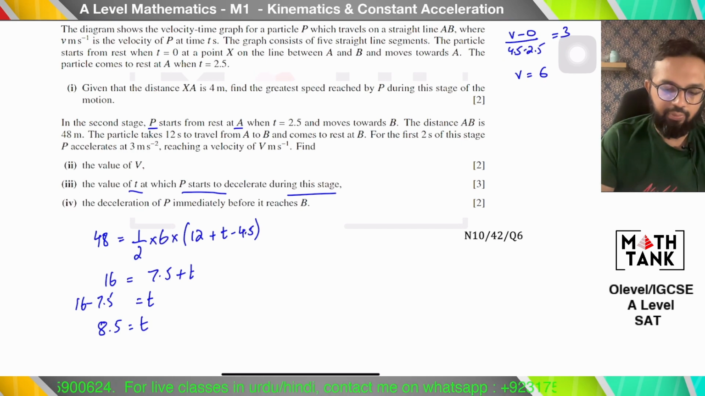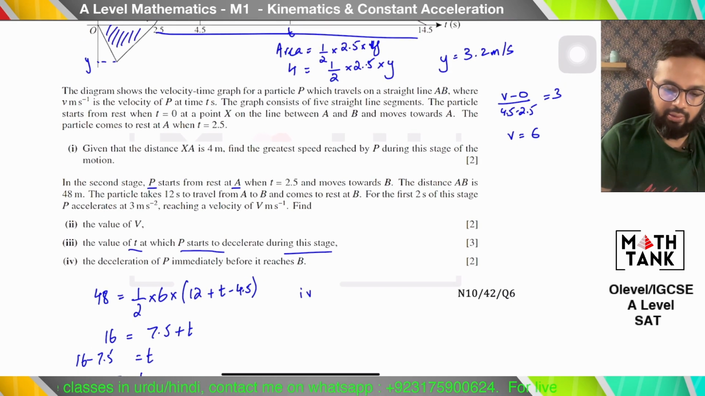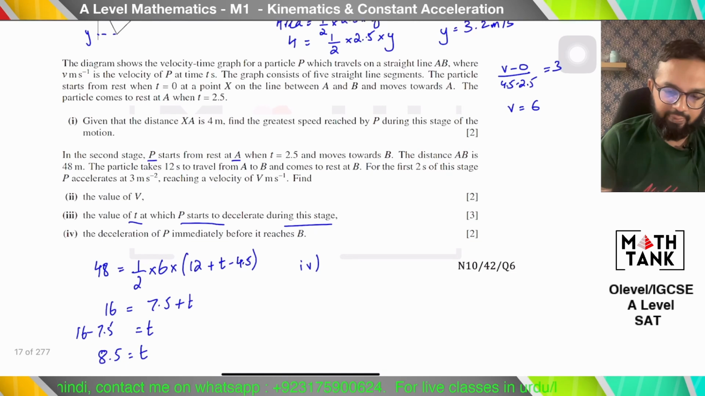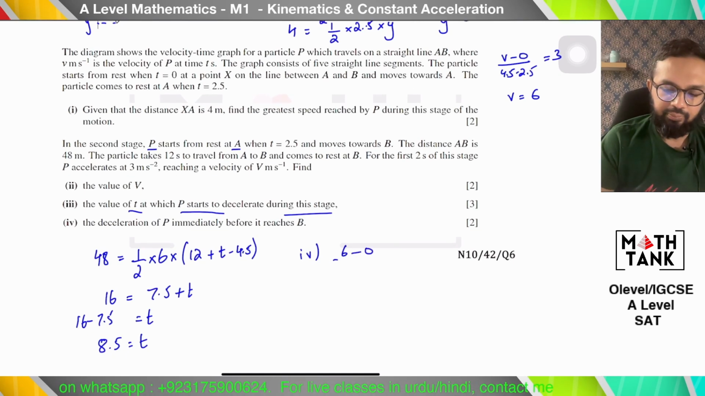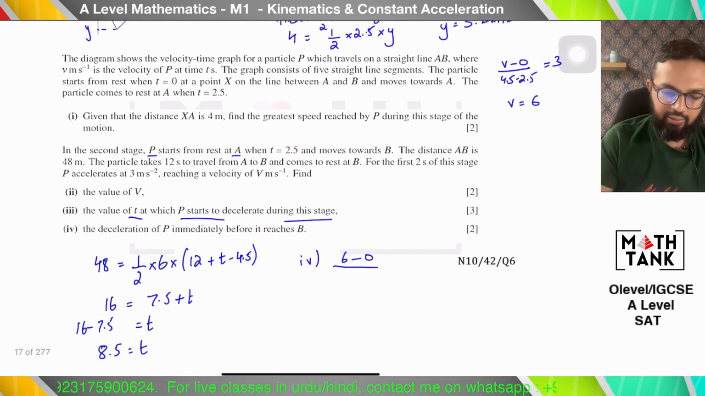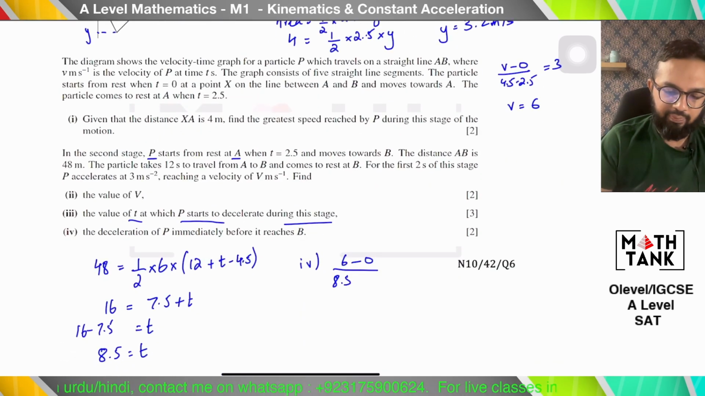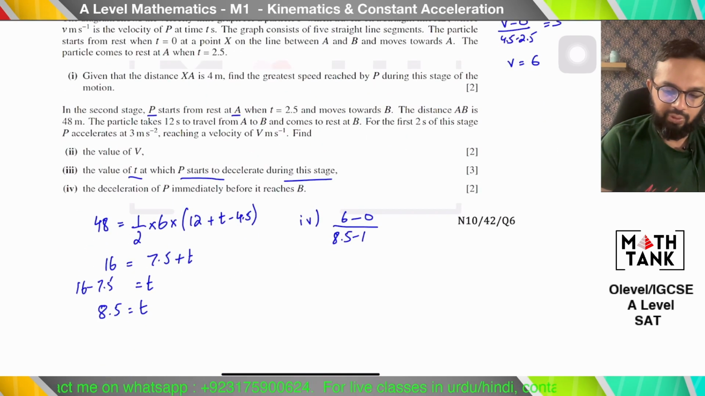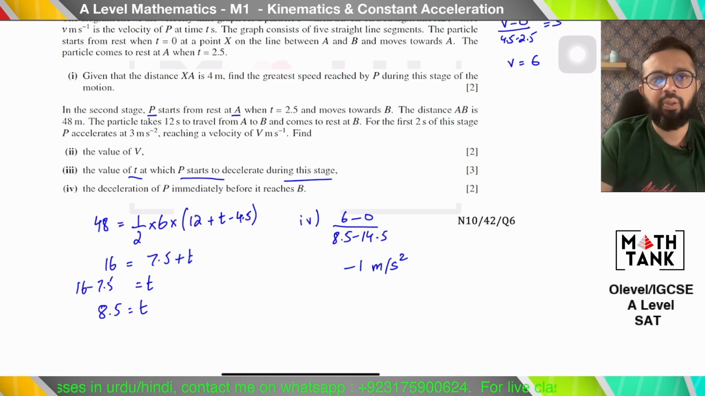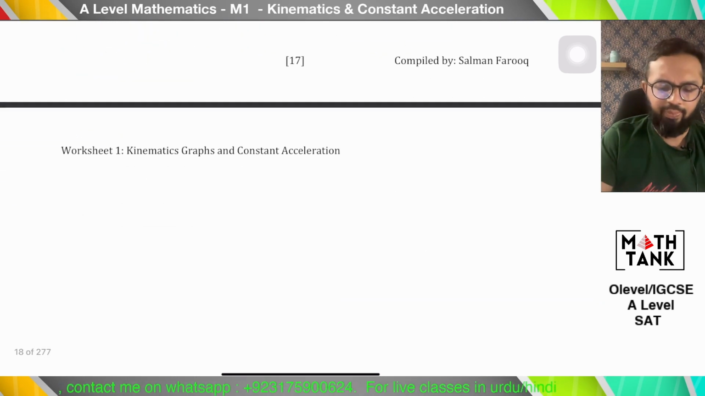The deceleration, I think that's simple as well. Now that I have the points, 8.5 minus 14.5, and that's minus 1 meter per second squared. It's a relatively easy question, long but easy.